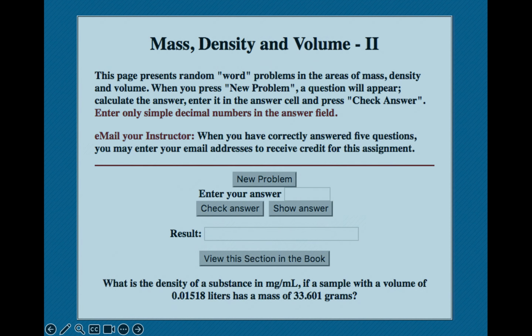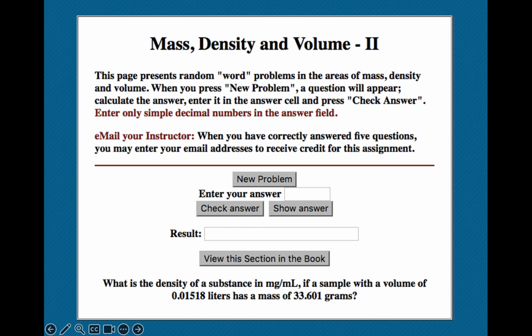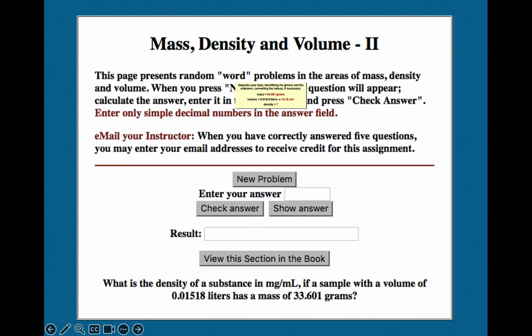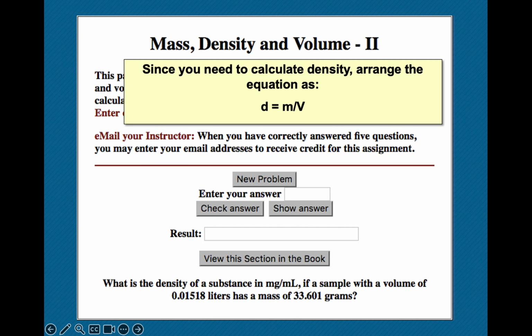Again, word problem. We know a volume, we know a mass. We're looking for the density. Mass, our volume was given in liters, we want cubic centimeters, simply multiplied by 1,000. And we're looking for density. The calculation looks like this: mass divided by volume.